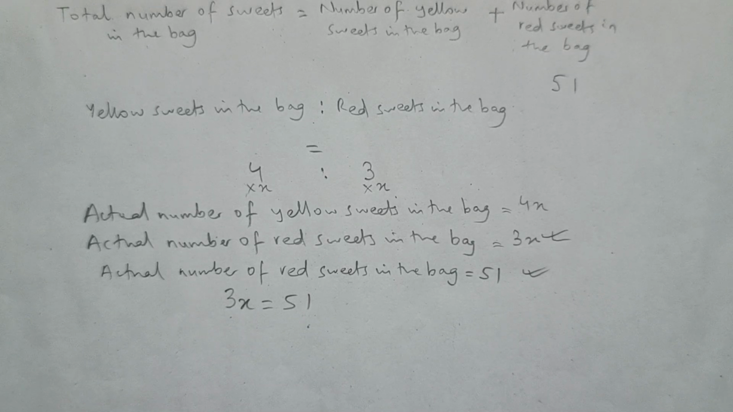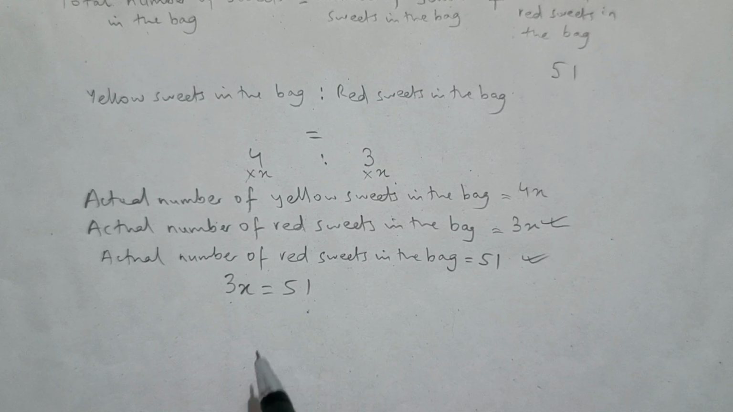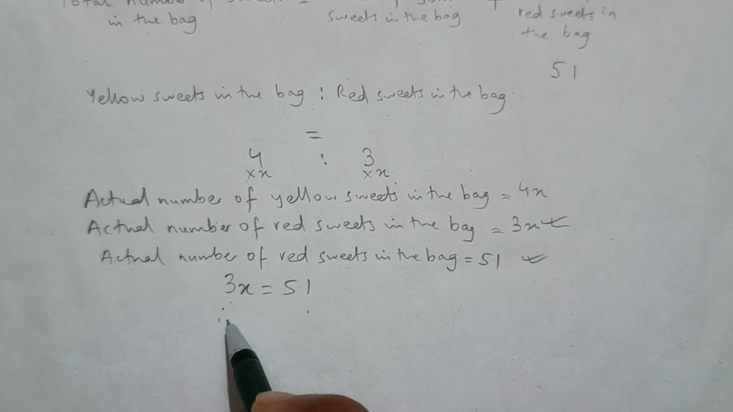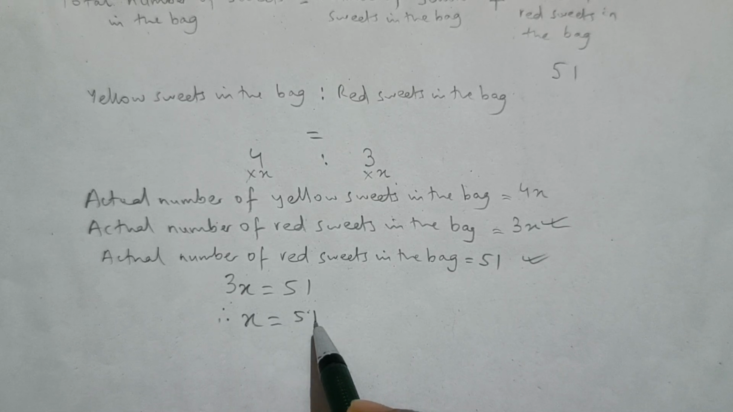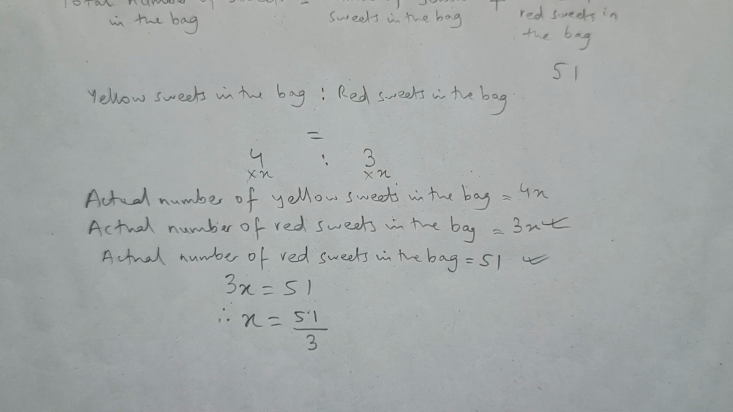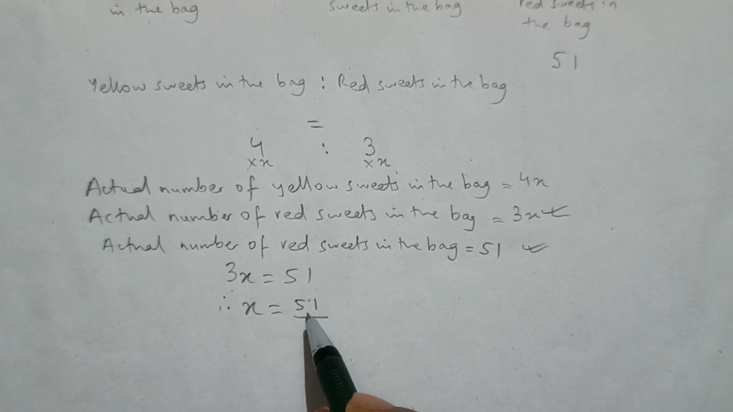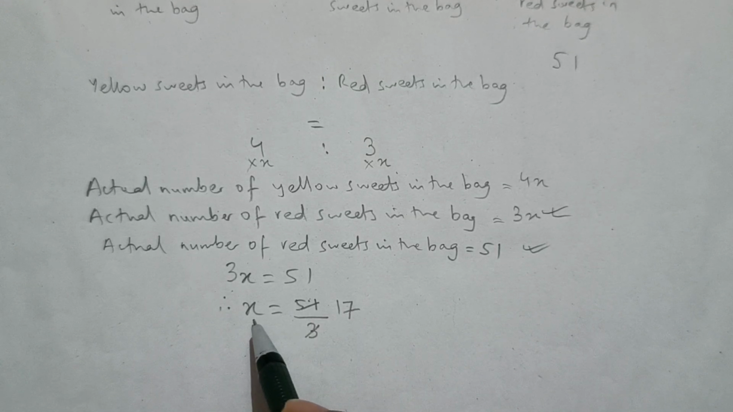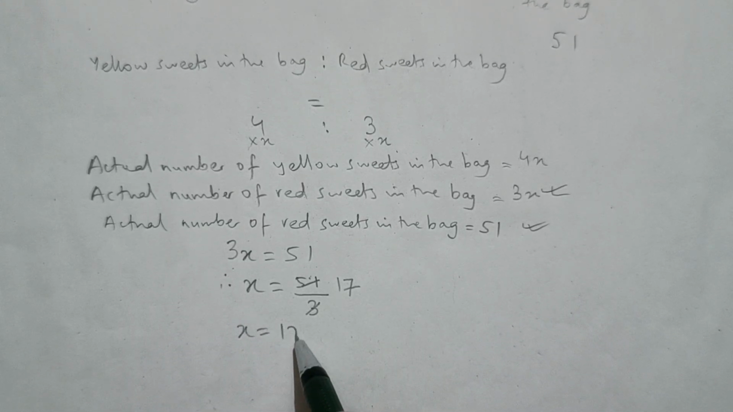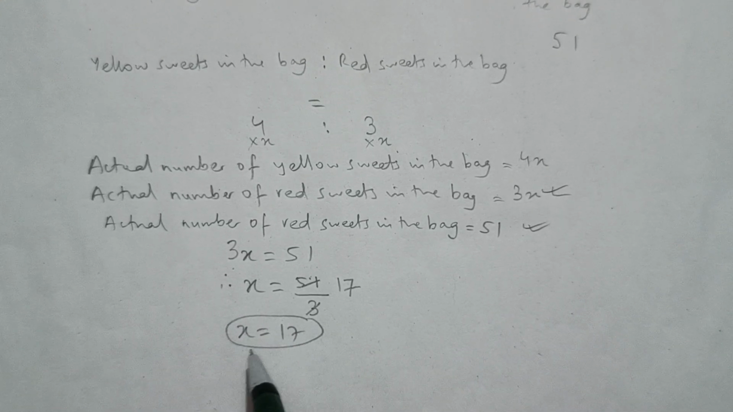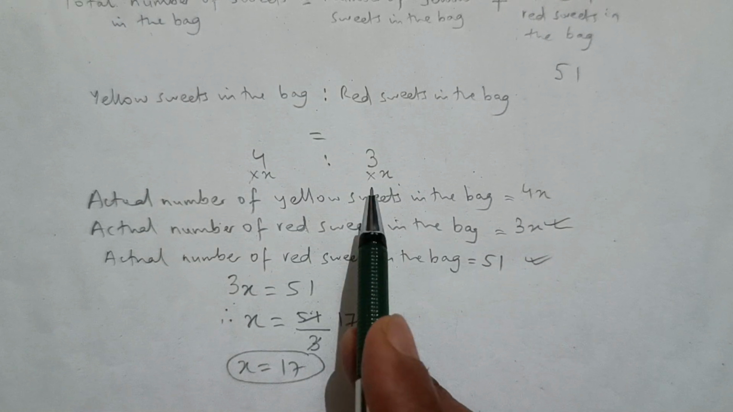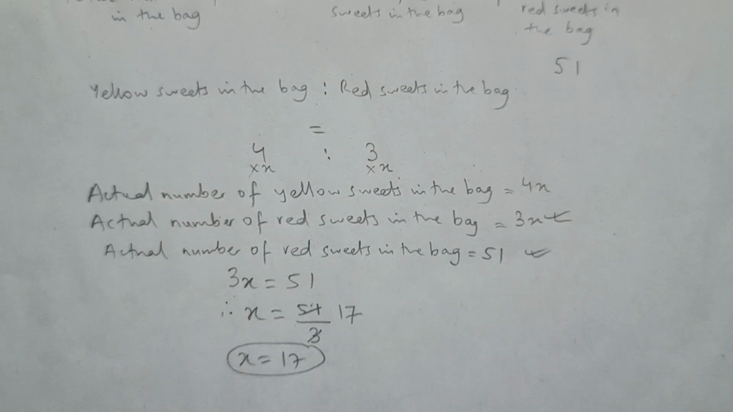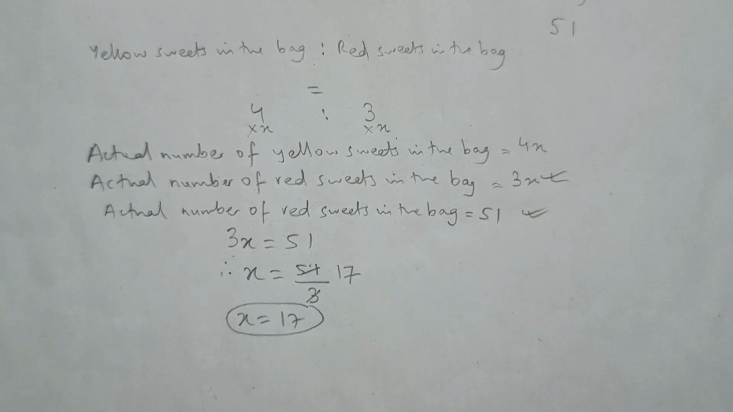Now, 3x equals 51. So from here I can find out the value of x. The value of x will be 51 divided by 3, and 51 upon 3 is 17. So the value of x is 17. So x equals 17. I have found out the value of x.